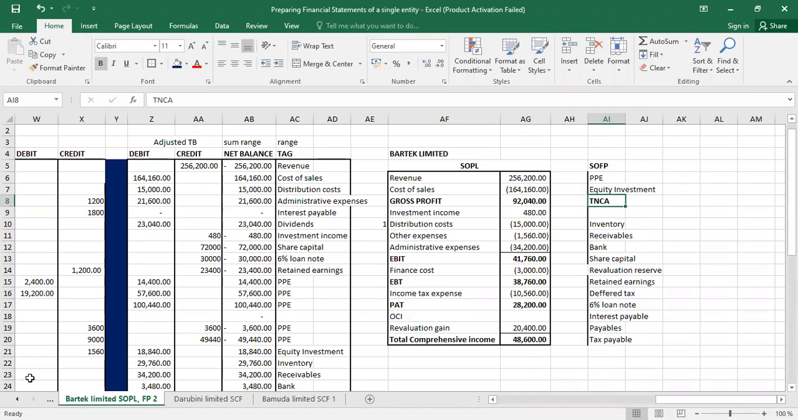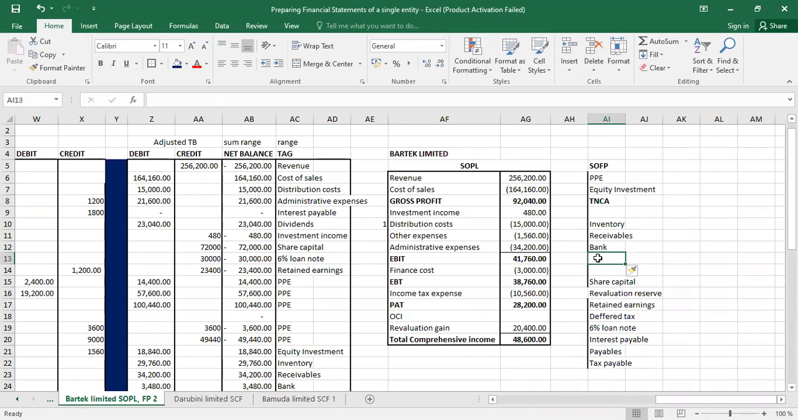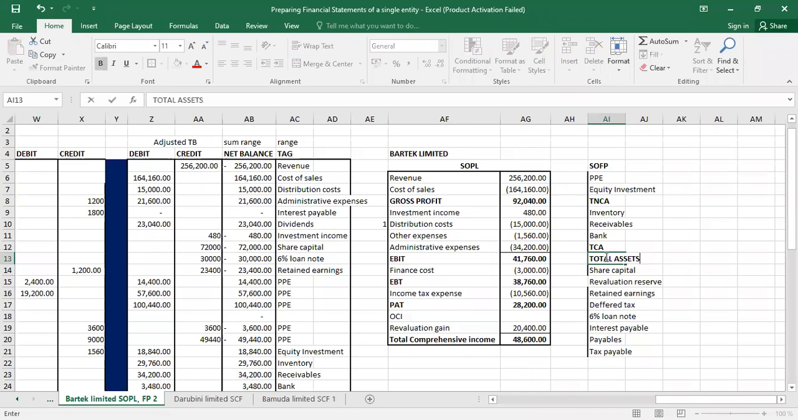Isn't it? Then also here, Control Shift plus, move cells down. Control Shift plus, move cells down, isn't it? So here it will be Control B, total current assets, isn't it? This one I'll remove, Control minus. Then I can just select Control X. No, here we must have total assets, Control B, total assets.